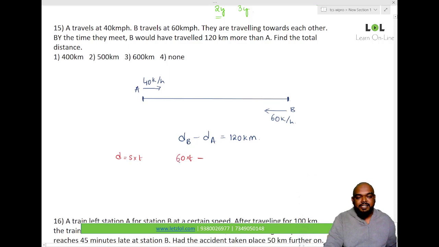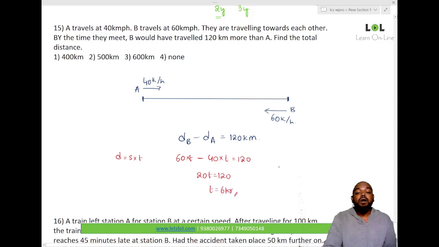And likewise, distance traveled by A will be what? Speed into time. His speed is 40. Let us assume he also traveled for T hours. This is equal to 120. So what do we get here? 20t. 20t is equal to 120. Then t is equal to 6 hours.